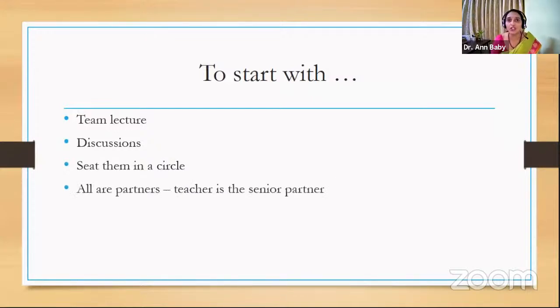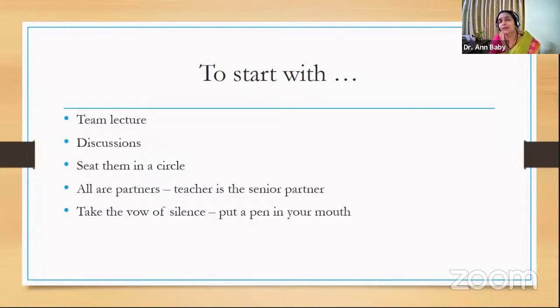The moment you are out of the circle, they feel you as a boss. Sit together with them. Don't talk. Let them do all the talking, let them do all the discussion. The best way for a teacher not to talk is to put a pen in your mouth and bite that pen. The moment that urge to talk comes, bite your pen a bit more strongly so that you won't talk. Let them do the talking.